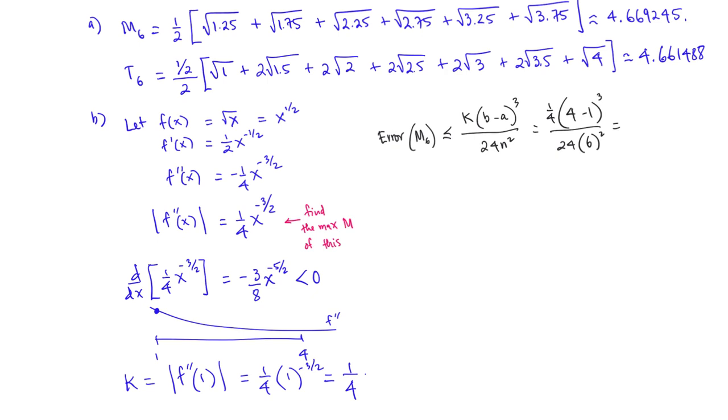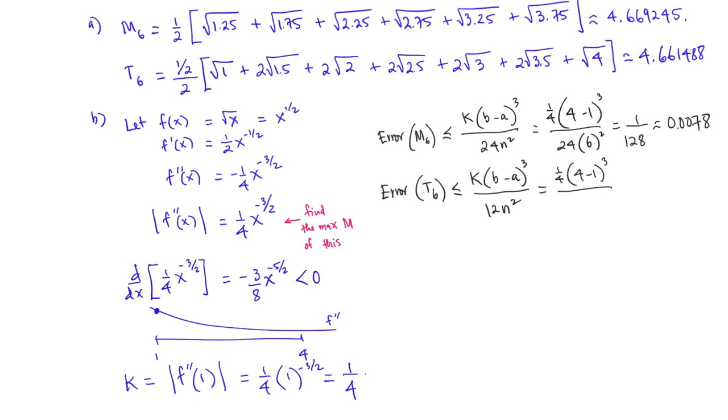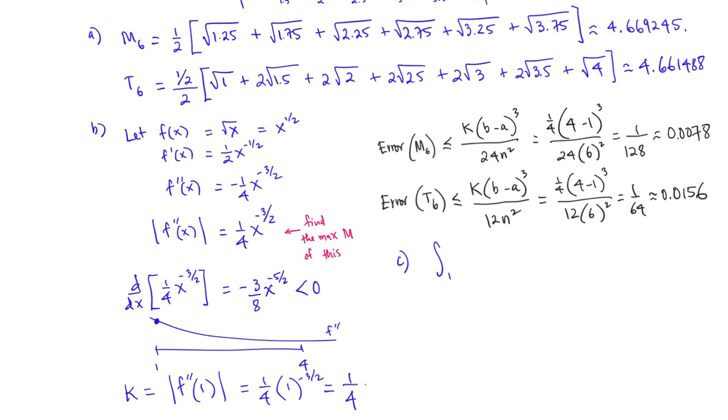0.0078. The error for T6 is less than or equal to k times (b minus a) cubed over 12 n squared. This is 1/4 times (4 minus 1) cubed over 12 times 6 squared, or 1/64, or approximately 0.0156. These are the error bounds for the midpoint and the trapezoidal rule using 6 subintervals. We can evaluate the exact value of the integral from 1 to 4 of the square root of x dx. It will be 2/3 x to the 3/2, evaluated from 1 to 4.